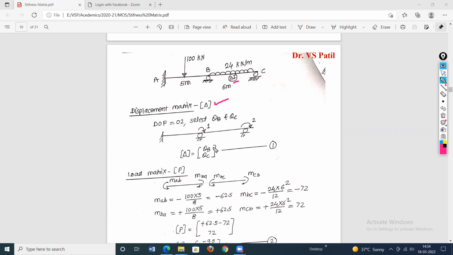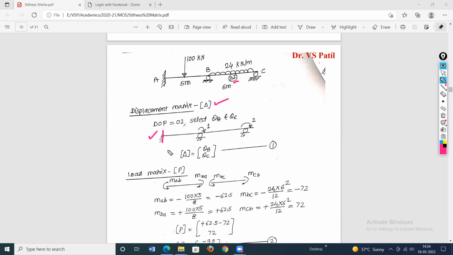For this, obtain the degree of freedom. Determine the degree of freedom of the structure. To calculate the degree of freedom, remove the loading and just show the structure only. It is a continuous span with supports A, B, and C. At A, this is a fixed support.